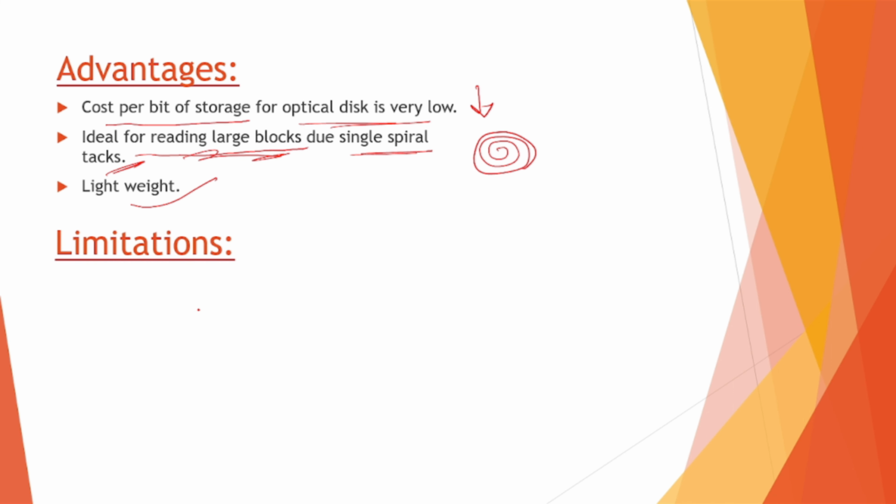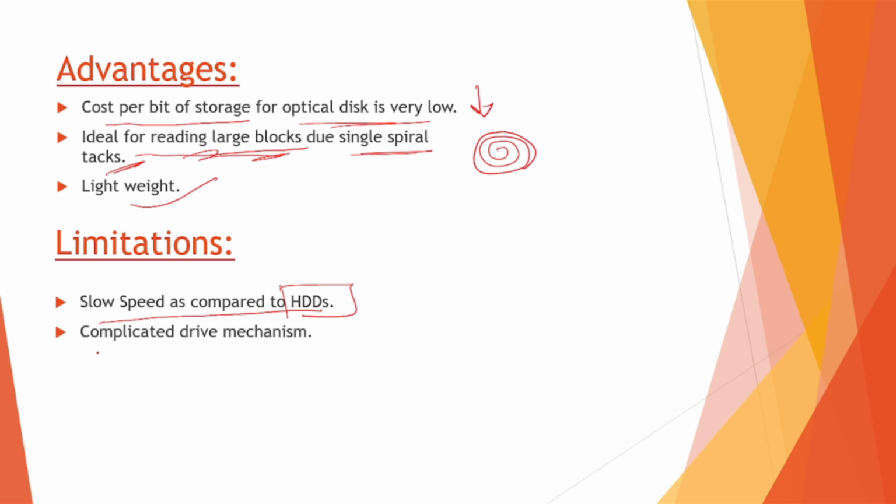Now we have a few limitations. The first is slow speed compared to hard disks. Secondly, it has a complicated drive mechanism compared to HDDs. HDDs are compact, enclosed in a jacket, and we can just plug and play them. But in the case of optical disks, we need a drive for it. Lastly, they are prone to scratches, dust and prints. We usually get those prints and scratches on optical disks.